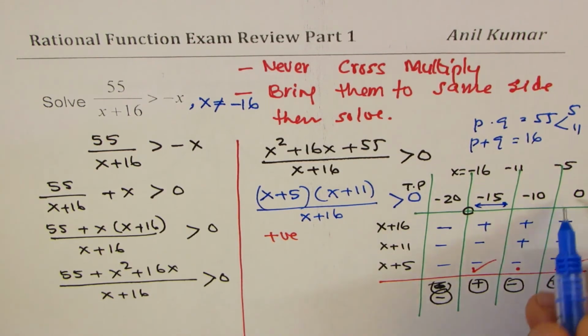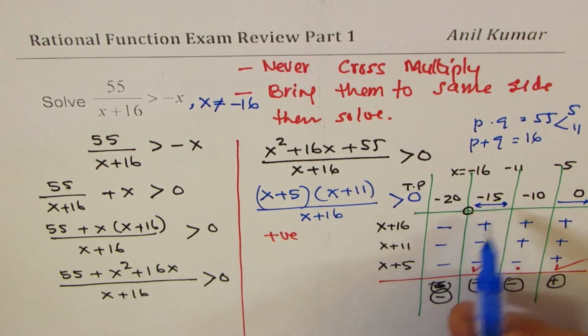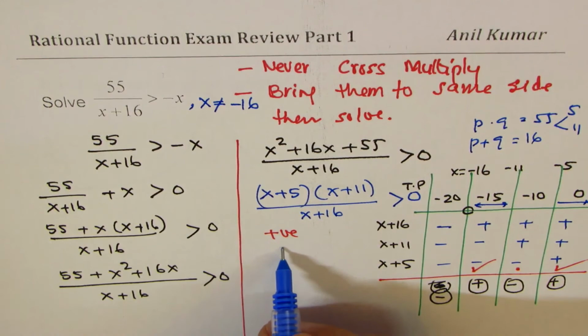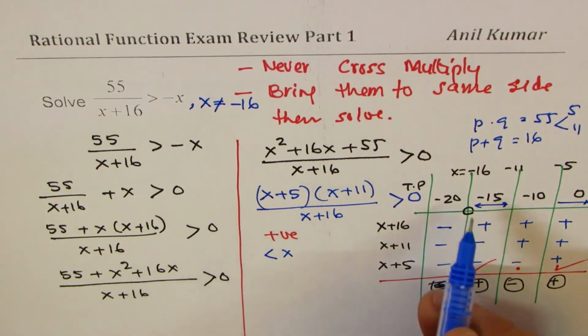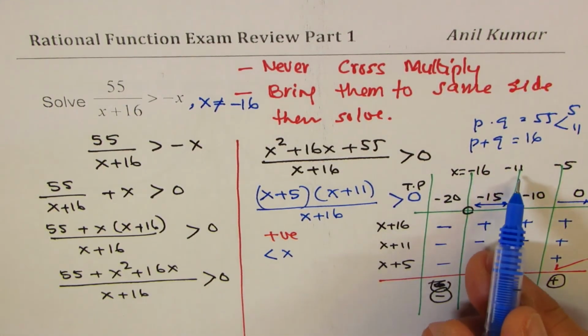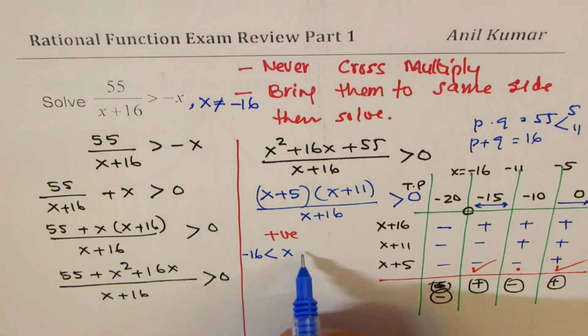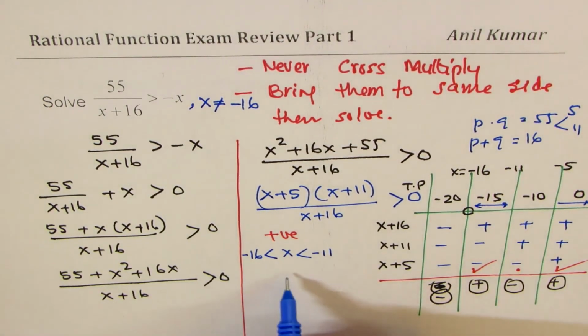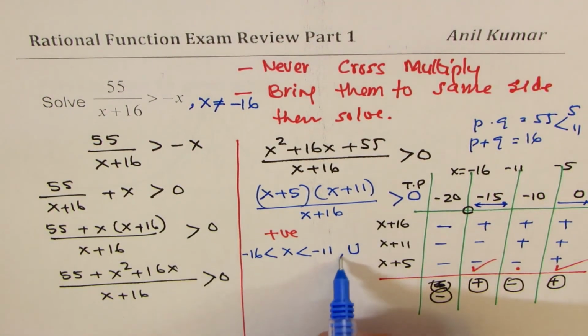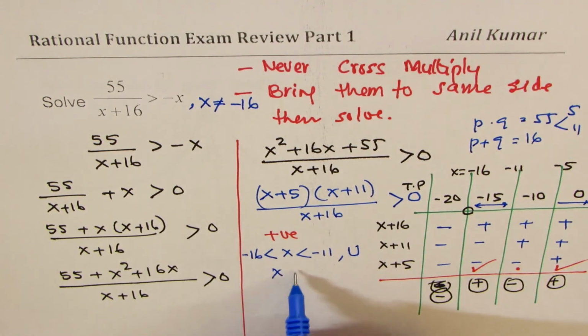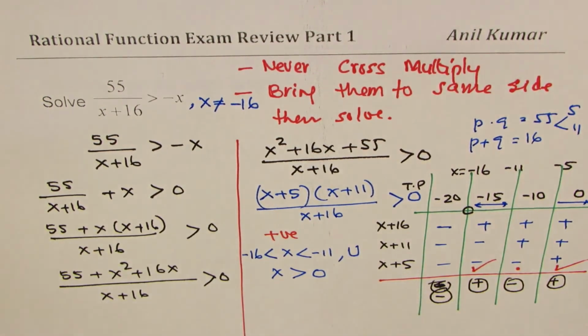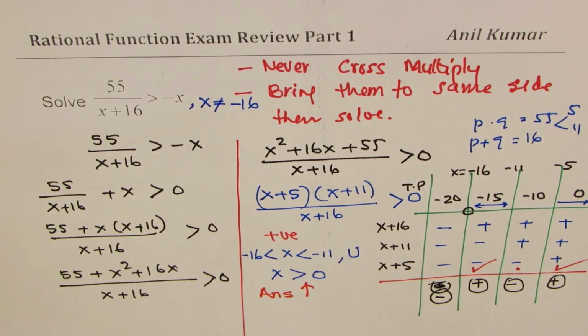Is that okay? Within these intervals. So we get our answer as x is greater than minus 16 and less than minus 11, or union we say, x is greater than 0. So that becomes our answer. Is it okay? So that is how we solve our questions. Correct? So I hope the steps are absolutely clear.